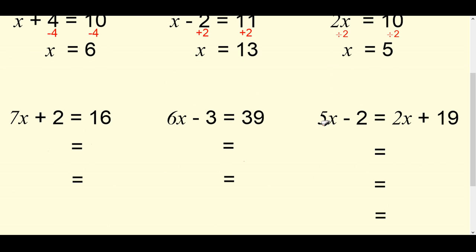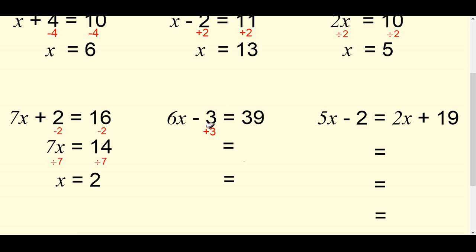Then we'll go on to some 2-step and 3-step equations. So we've got a plus here, so that's similar to this bit at the top. So you take away the 2 first, and you'll get 7x equals 14. Divide by 7 to finish, and you'll get x equals 2. And again, you can double check it. 7 times 2 is 14. Add 2 makes 16. It works.